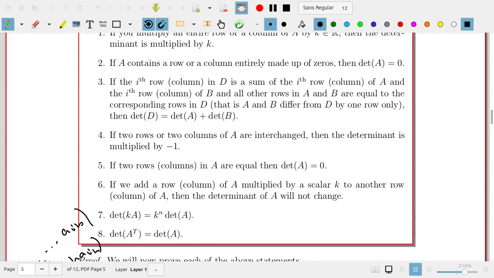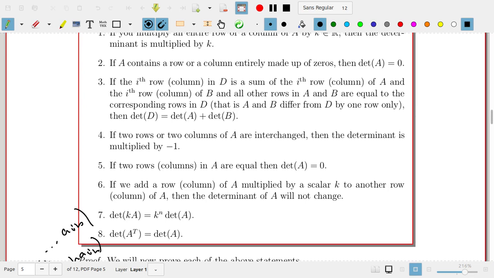If the ith row or column in D is the sum of the ith row or column in A and the ith row or column in V, and all the other rows in A and V are equal to the corresponding rows in D, that is, A and V differ from D by one row only, then the determinant of D equals the determinant of A plus the determinant of V.